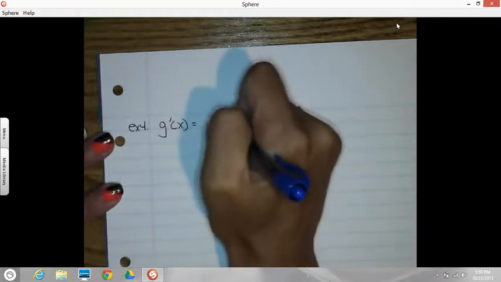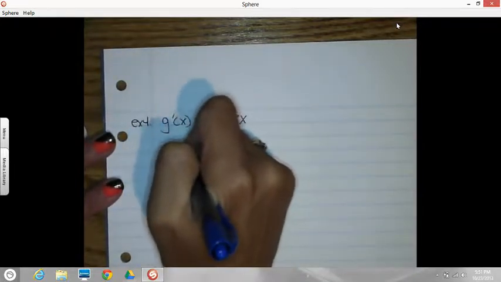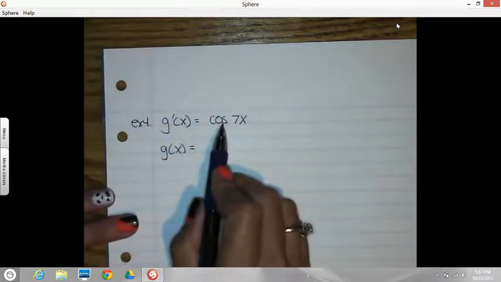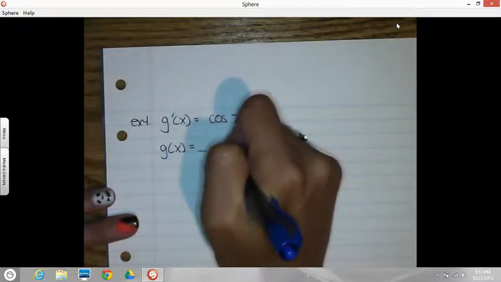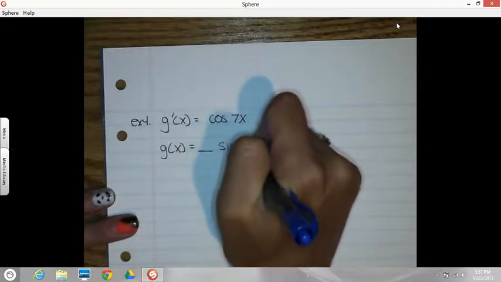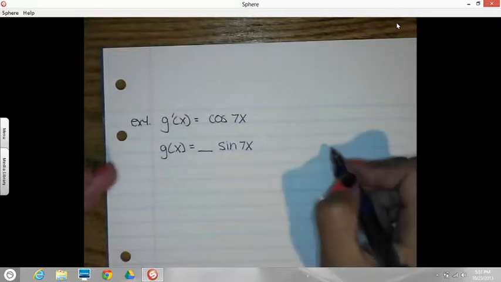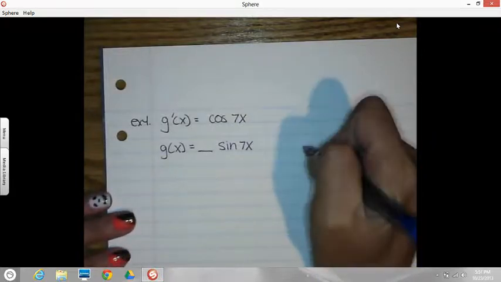Let's go with the derivative of g is the cosine of 7x. We're going to find out what g started out as. So the antiderivative equation, you've got to ask yourself, what function has cosine as its derivative? Well, you know it had to start out as a sine. Leave a space in the front. That's as far as you go, and then the rest of it is kind of a guess and check, not really guess and check, but you check the derivative.